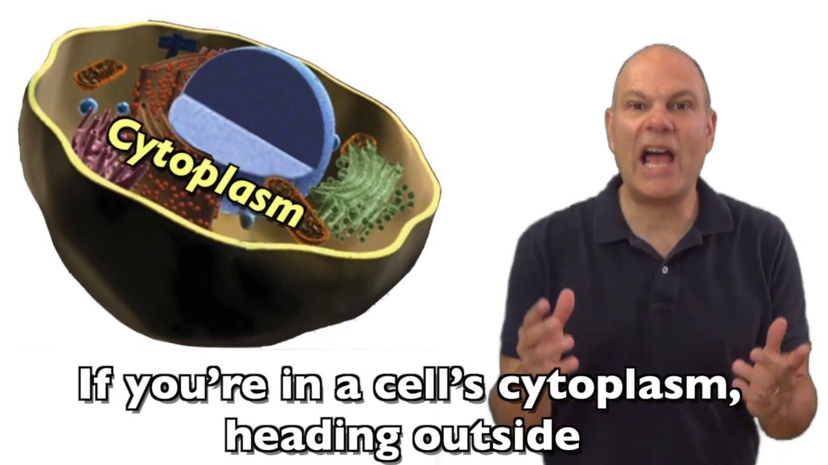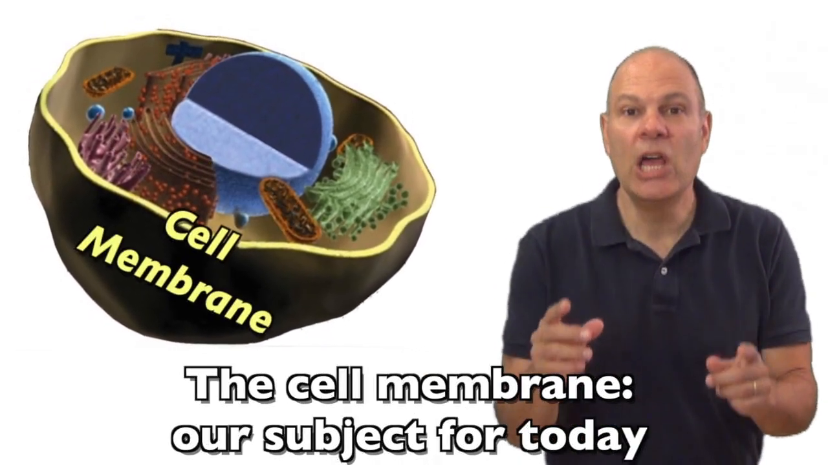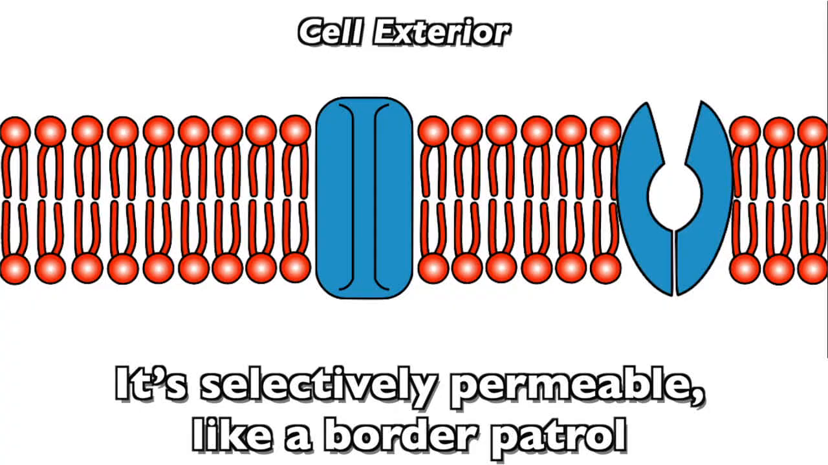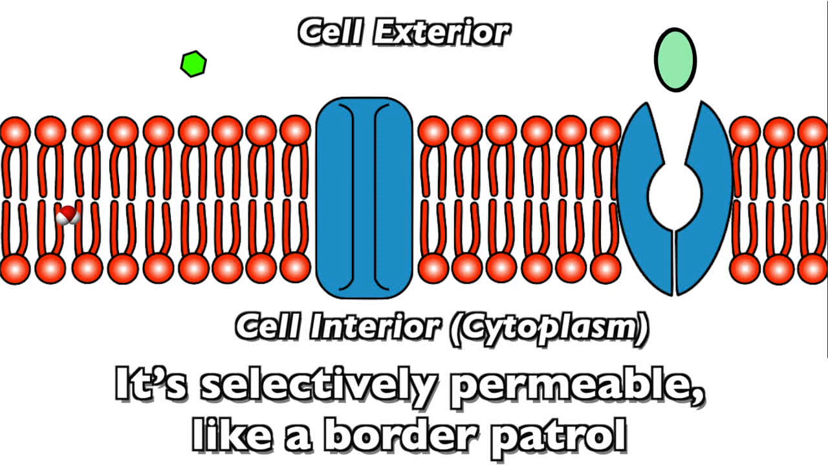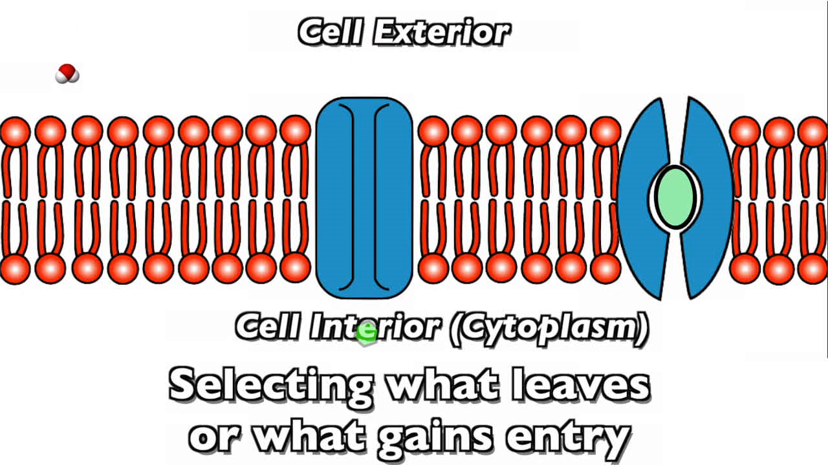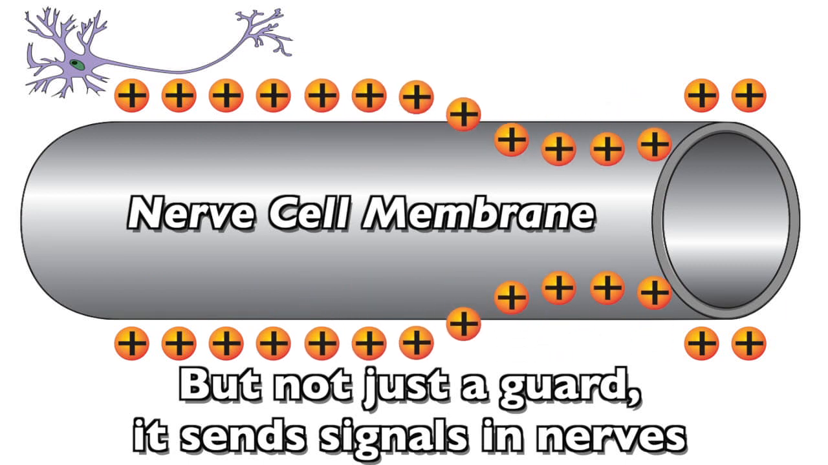If you're in a cell cytoplasm heading outside, your last stop's a barrier 8 nanometers wide. The cell membrane, our subject for today, it's as basic to life as DNA. It's selectively permeable like a border patrol of a country, it maintains control, selecting what leaves or what gains entry. It's a guard, bouncer, watchman, patrolman, or sentry, but not just a guard, it sends signals and nerves.